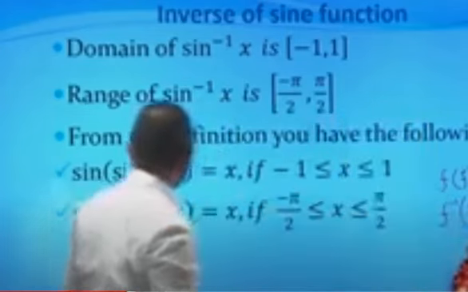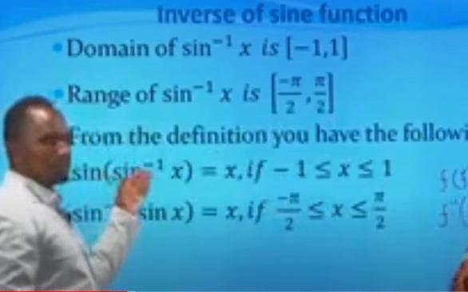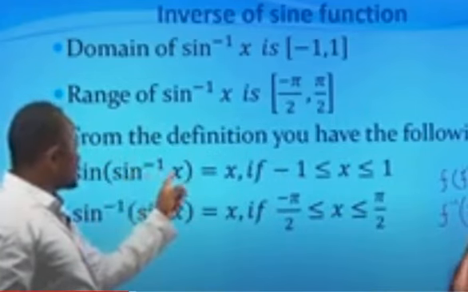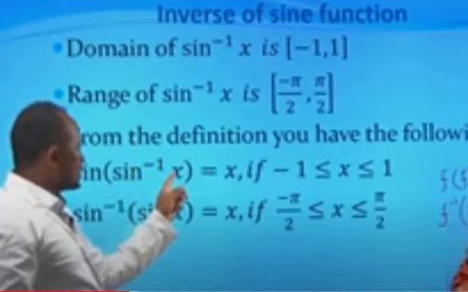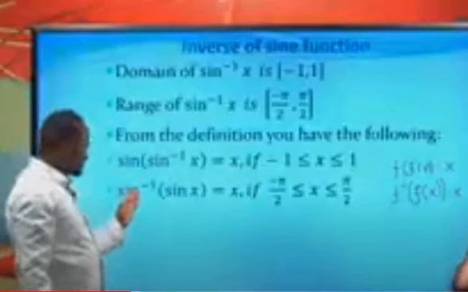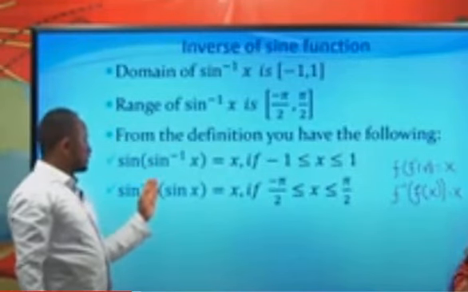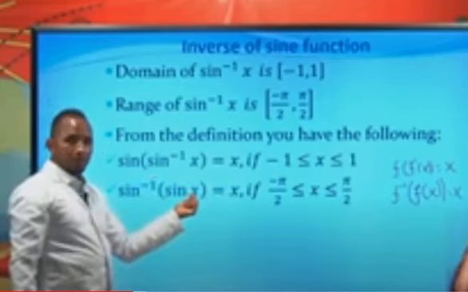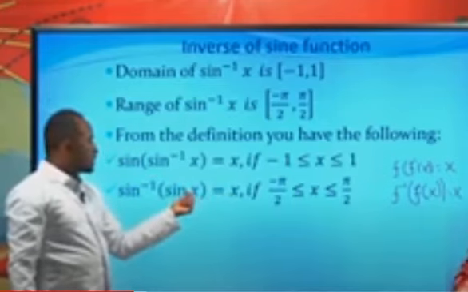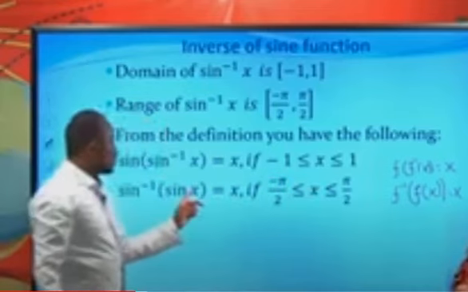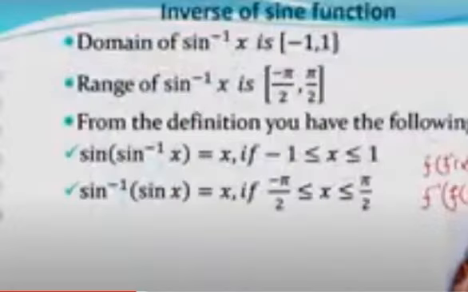So here is a composition of sine and its inverse, and it gives you x. In this case, sine inverse of x is defined on negative 1 up to 1. In this case, sine inverse of sine x is x, but here x is an angle. For the inverse function, the angle is between negative pi over 2 and pi over 2, so the value of x must be in this interval.